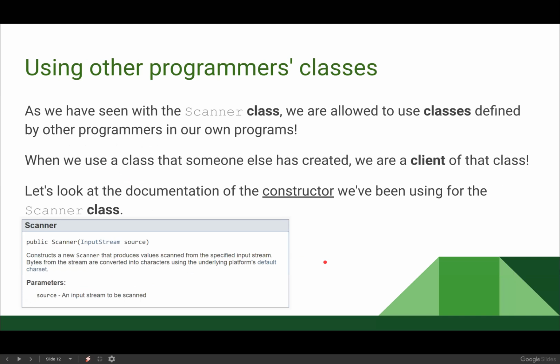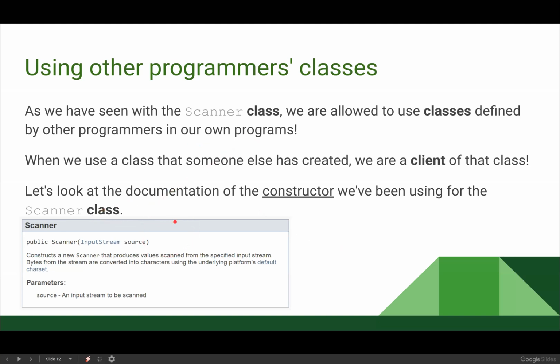All right, so we have used other programmers' classes before, namely the Scanner class. So we are allowed to use classes that have been defined by other programmers in our programs. When we use a class that someone else has defined and created, we are what's called a client of that class. So when we use the Scanner class, we are a client of the Scanner class.